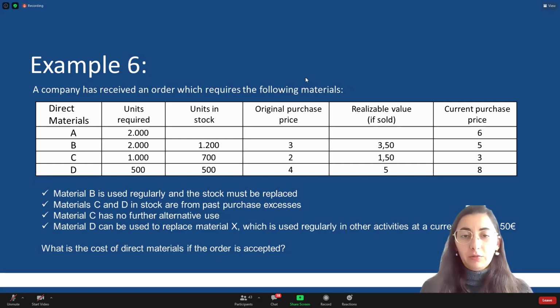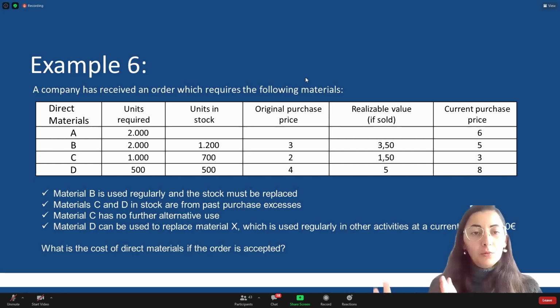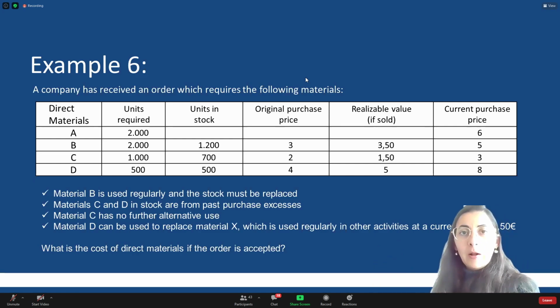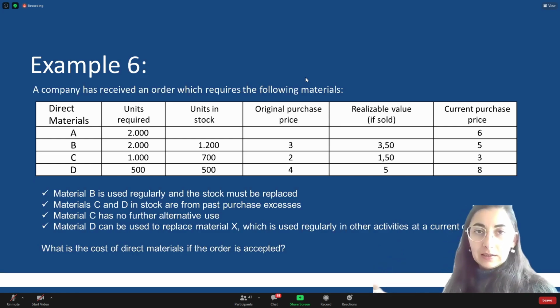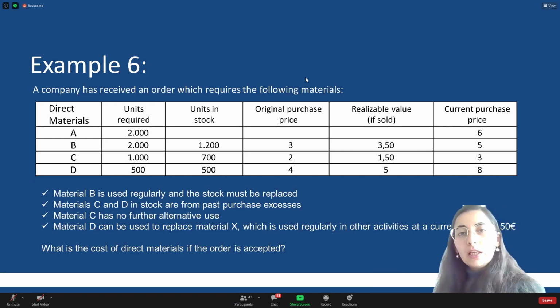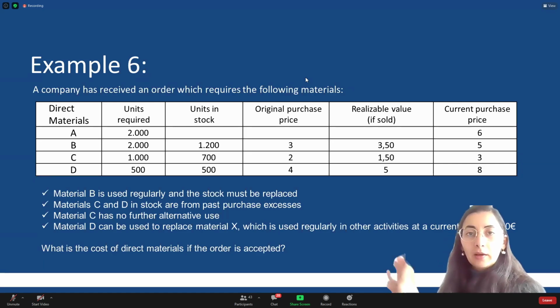We have to purchase, and if we purchase, it costs. But what does it mean that the stock must be replaced? It means that we have the 1,200 in the warehouse, but it's being used. These materials are used in the production of something else. So if we use these that we have now in the warehouse, we will need to replace them. We will need to put them back in stock.